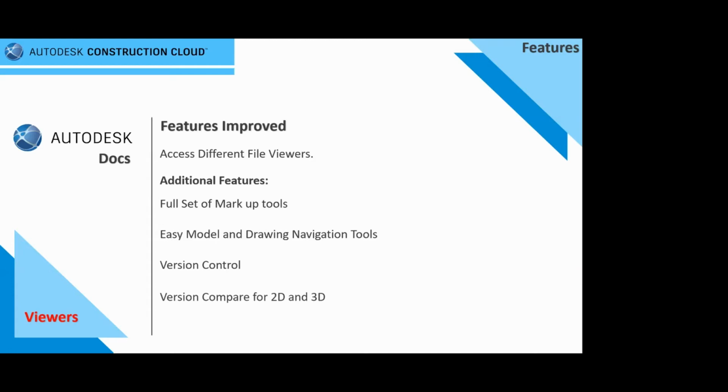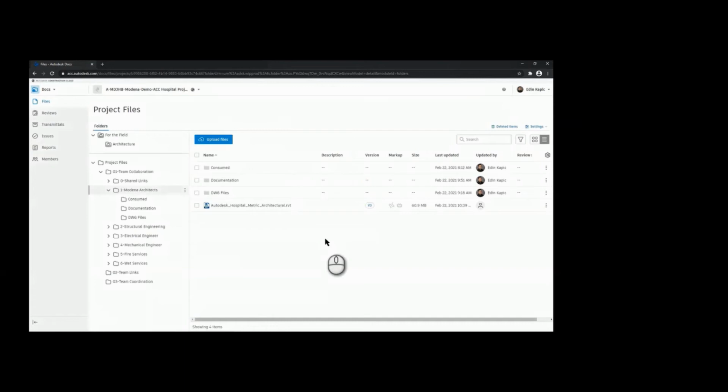So let's go take a look at this. Any and all documentation that sits within the ACC Docs service does come with a version history tag.